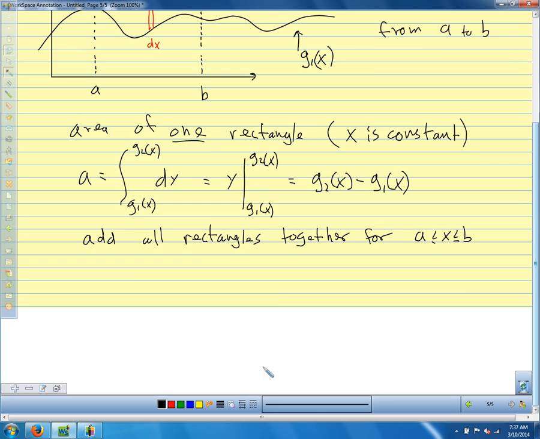So to add those together, I'm going to integrate from a to b of g2 of x minus g1 of x dx. Does that look familiar? That's the area between two curves, the integral that we did for the area between two curves in Calculus 1. Well, we got to this by evaluating the integral with respect to y first.